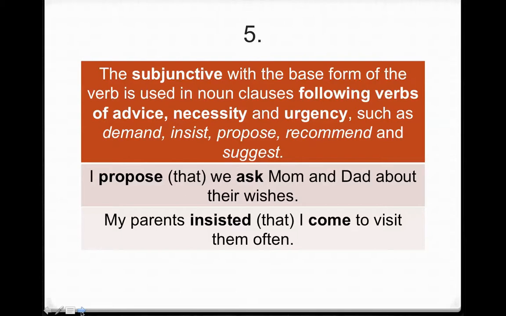So I propose that we ask Mom and Dad their wishes. I can take out the that. I can say, I propose we ask Mom and Dad about their wishes. My parents insisted that I come to visit them often. I can take out that. I can say, my parents insisted I come to visit them often.